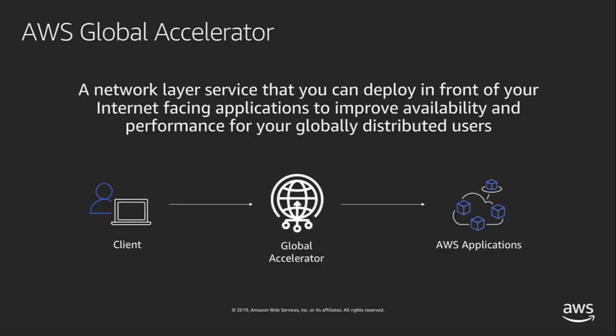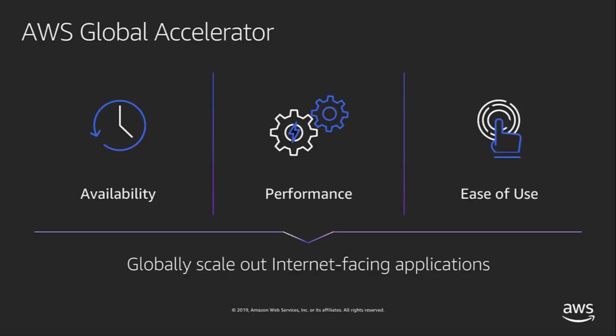And so we built Global Accelerator as a network layer service that helps you solve some of these challenges. You can deploy the service in front of your internet-facing applications running in the AWS regions to improve the availability and performance for your globally distributed users. So it sits in between the client devices, so your users, and the AWS applications running in the region. We'll dive into these benefits, but at a high level, you get improved availability, improved performance, and ease of use in managing IP addresses.